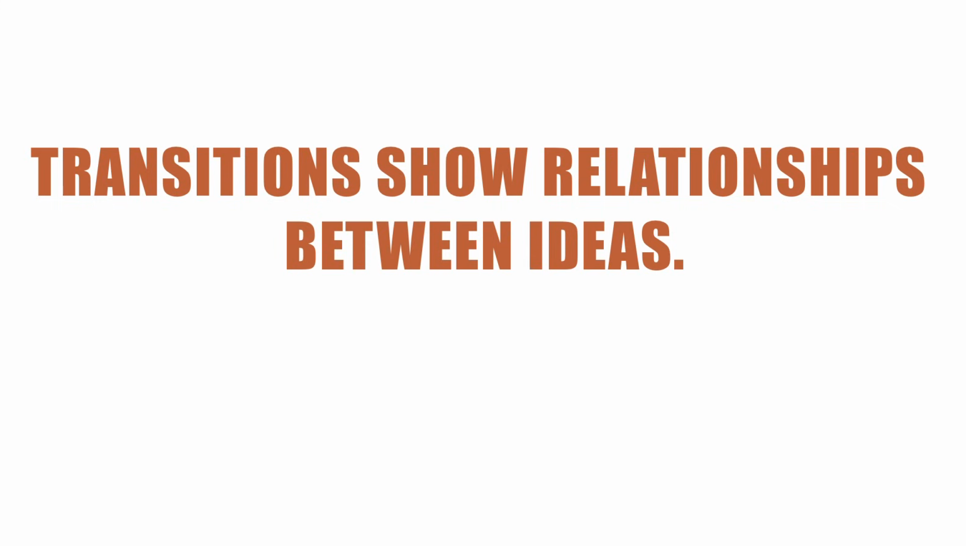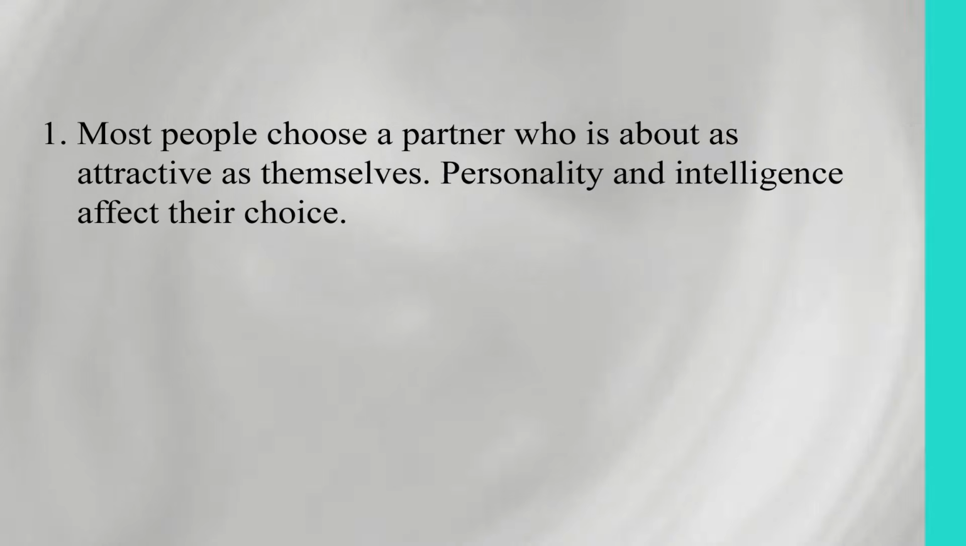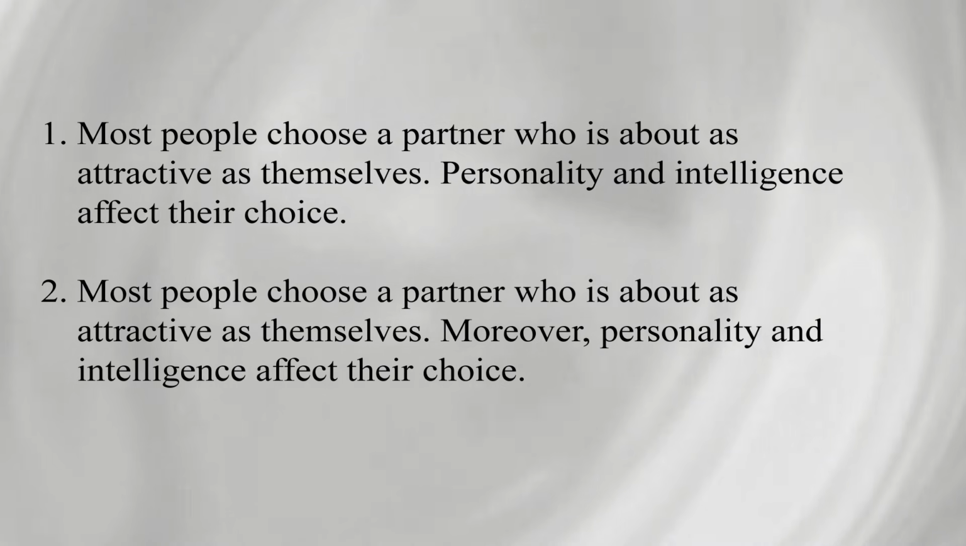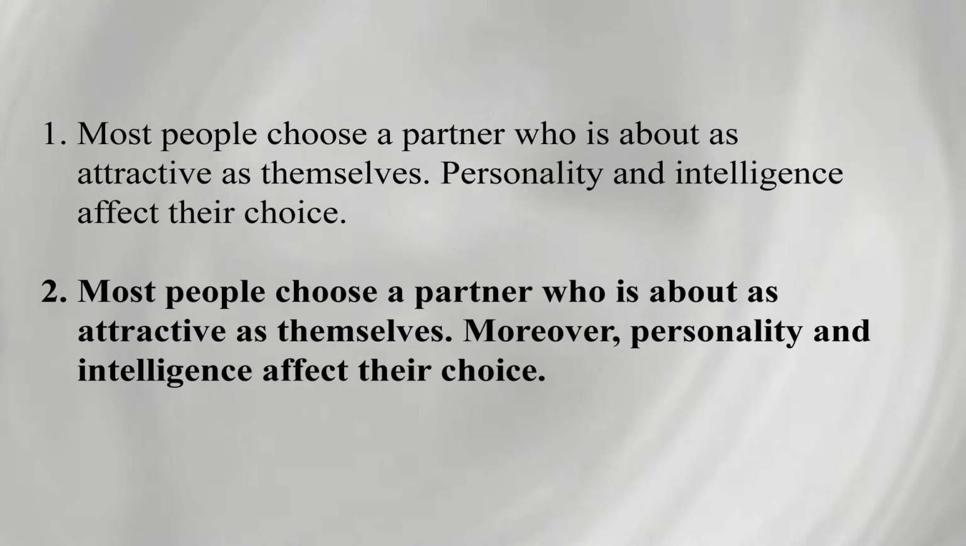Here are two items. Which one do you think is easier to read and understand? 1. Most people choose a partner who is about as attractive as themselves. Personality and intelligence affect their choice. 2. Most people choose a partner who is about as attractive as themselves. Moreover, personality and intelligence affect their choice. You probably figured out that the second item is easier to understand. The word moreover, which means also, shows that the writer is adding two more qualities that people look for in romantic partners.